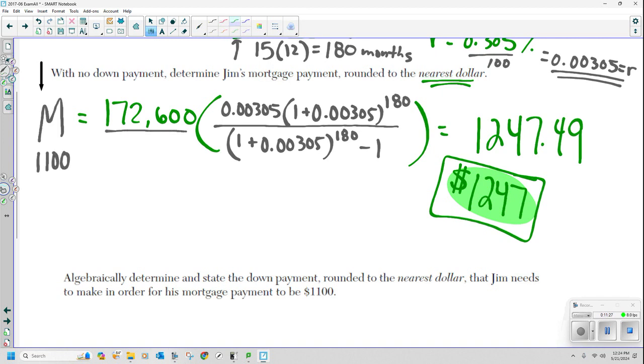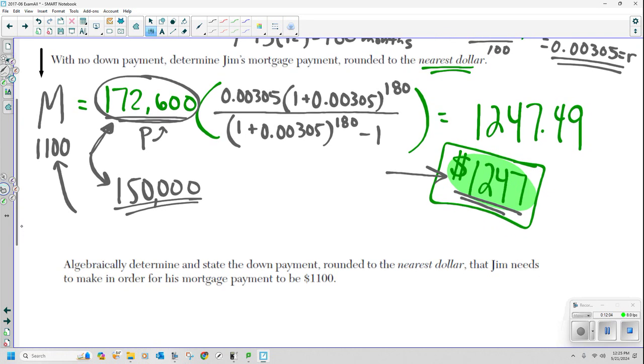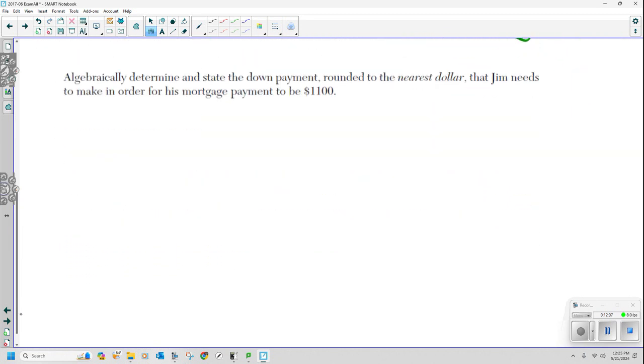So obviously this is going to have to be a little bit less, right? The smaller this number is that he borrows, the less he's going to have to pay back. So what amount is he going to have to borrow in order to make my equation be 1,100? Once I know that, let's say it's 150 grand, I can say, well, how much is he going to have to put down, to pay toward this 172,600, so that it becomes whatever amount would make this $1,100. So let's start, shall we?